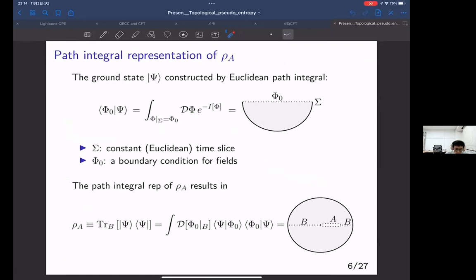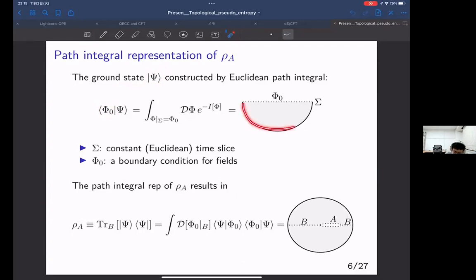Okay, let's represent this reduced density matrix using a path integral. To construct the ground state, we use the Euclidean path integral. This is easy. We first consider the inner product between the ground state and some state psi naught, which defines some boundary condition at some time slice. Basically, the ground state can be obtained by evolving any state from time minus infinity to time equal to zero in the Euclidean path integral.